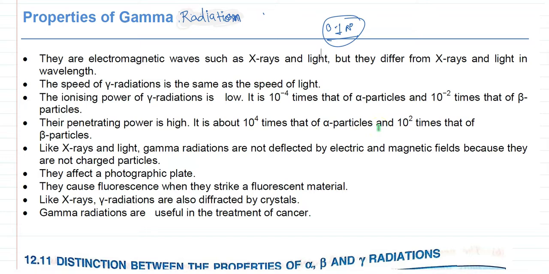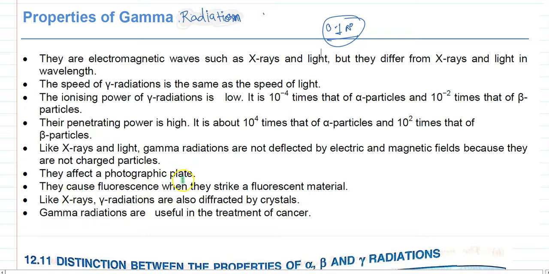As it has a short wavelength, it can penetrate a very large distance. Like X-rays and light, gamma radiation is not deflected by electric and magnetic fields because it is an electromagnetic wave. It is not a charged particle.